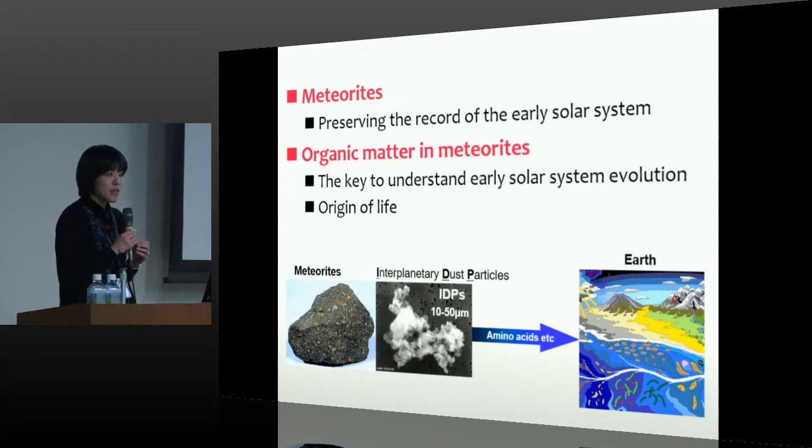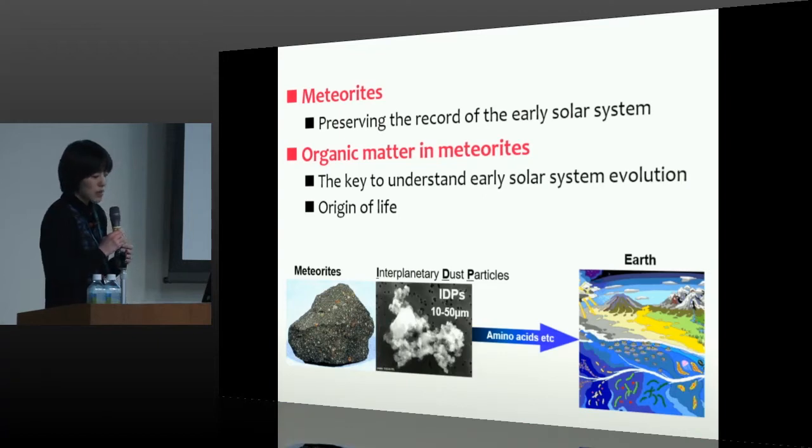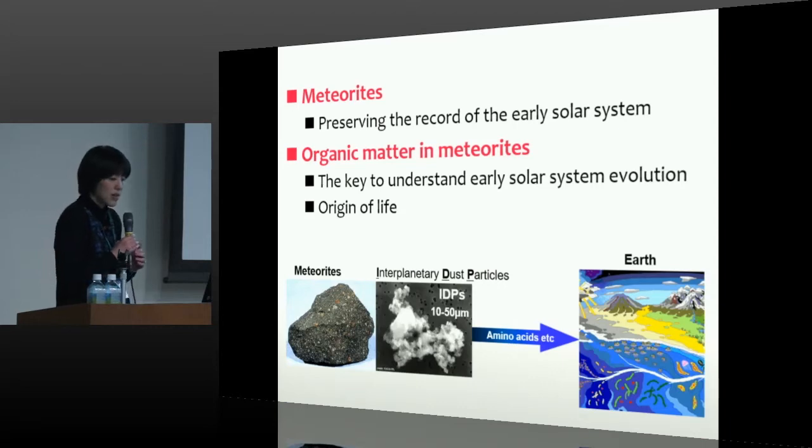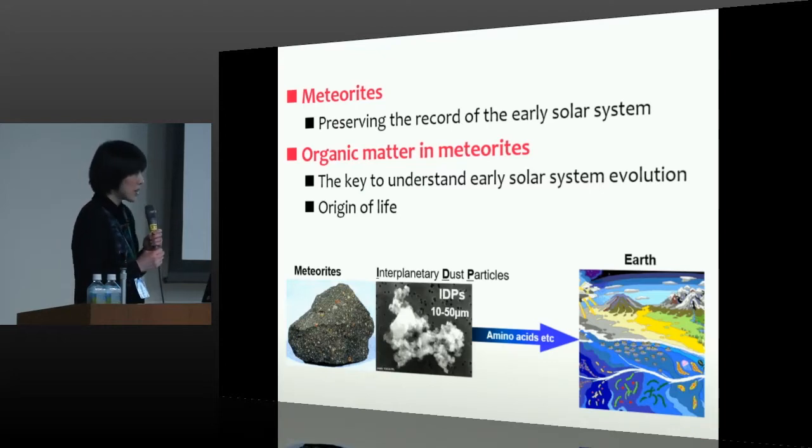So some meteorites contain organic matter, and these organic matter are also important to understand the chemistry in the early solar system, and also important in the aspect of origin of life, because this organic matter can be brought to the early Earth in meteorites, and also interplanetary dust particles. They are kind of small meteorites.